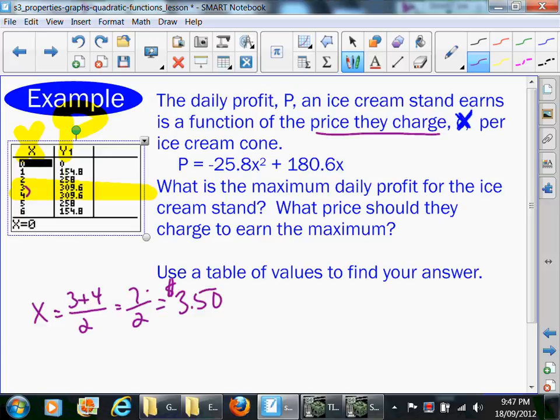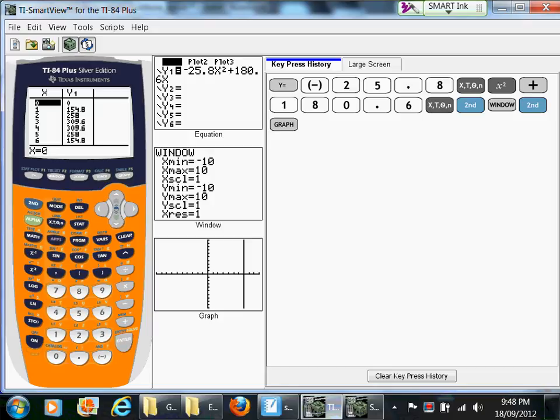Okay? Now, what is that maximum daily profit? Now we don't know that, but we do know that if we plug in 3.50 into this equation here, then we'll figure it out. Now, again, we can go ahead and do this the hard way if we want to, or we can do this the easy way. If we do it the easy way, then we go back to our graphing calculator and go to second, oopsies, I gotta erase that.